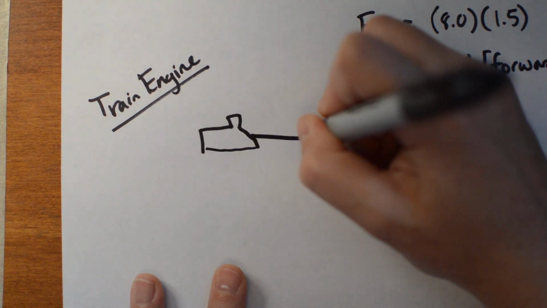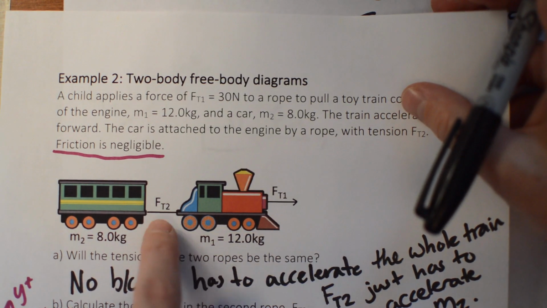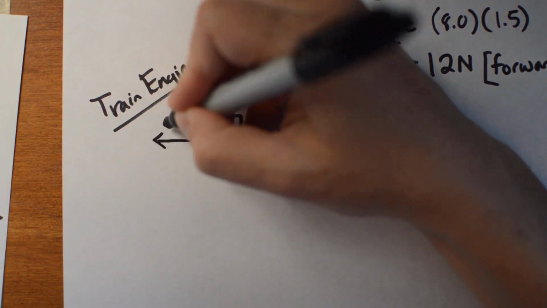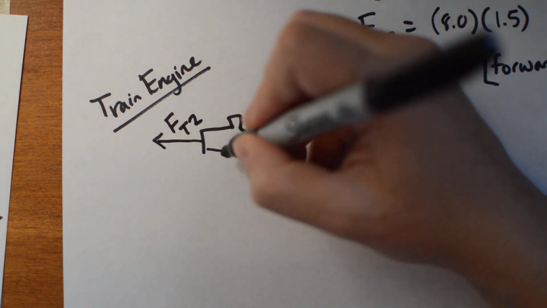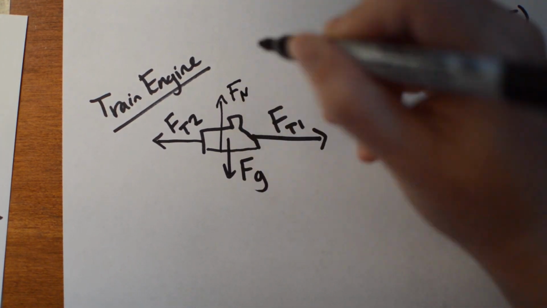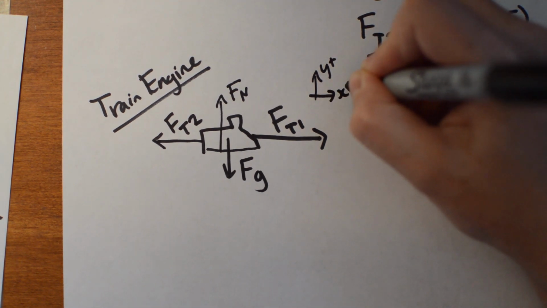The train engine feels Ft1, right? That rope is attached to the train engine. It also feels Ft2, but it feels a backwards pull from that. So Ft2 will be negative for the train engine. It feels its own gravity force, and it feels its own normal force. And it needs a coordinate system. Y is positive up, x is positive forward.